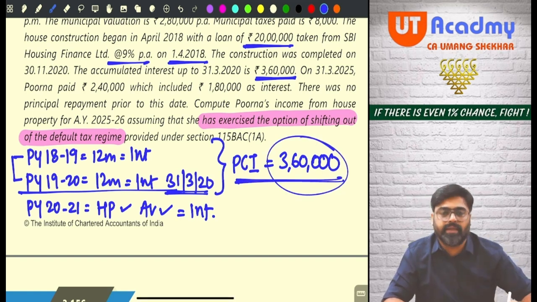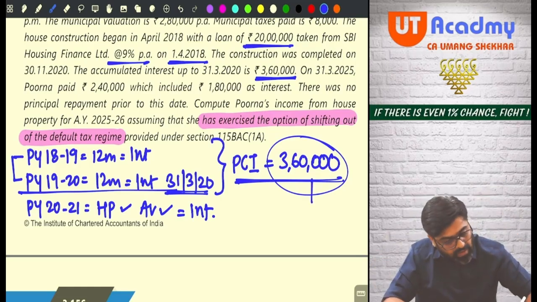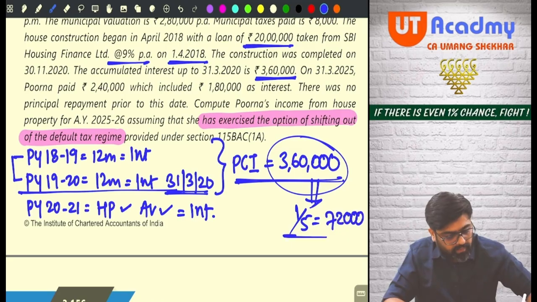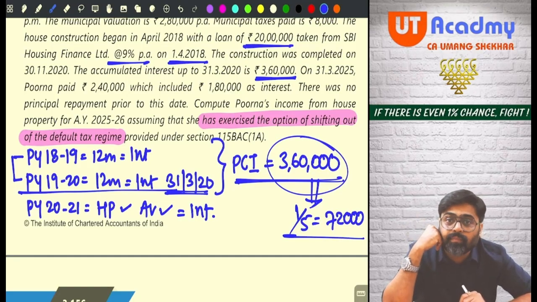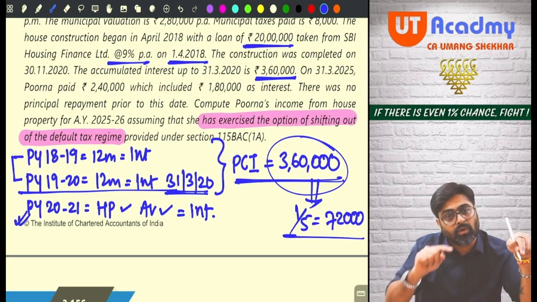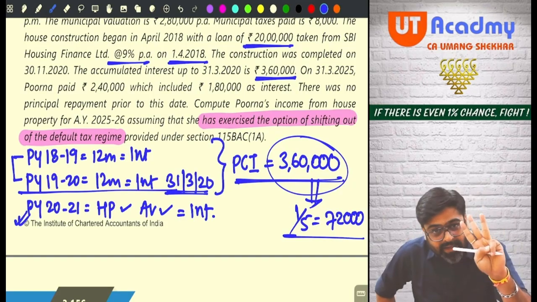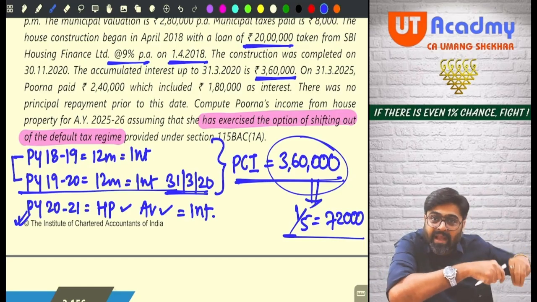Now this 3 lakh 60 is the total pre-construction interest for this pre-construction period, will be allowed in 5 equal annual installments. Can I say 1/5 of this will be 3 lakh 60 divided by 5 will be 72,000 everyone? Yes or no? 72,000 will be allowed for the first time in the year in which the construction was completed. So what was the year in which the construction was completed? 2021. So 72,000 you have already claimed in 2021. Then 21-22. Then 22-23. Then 23-24. And can I say 72,000 last time you will be claiming in our previous year?